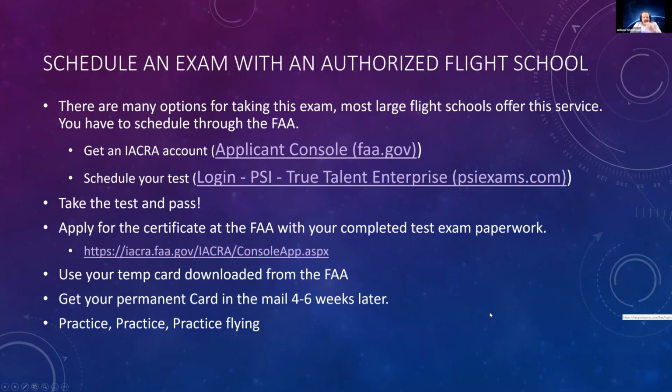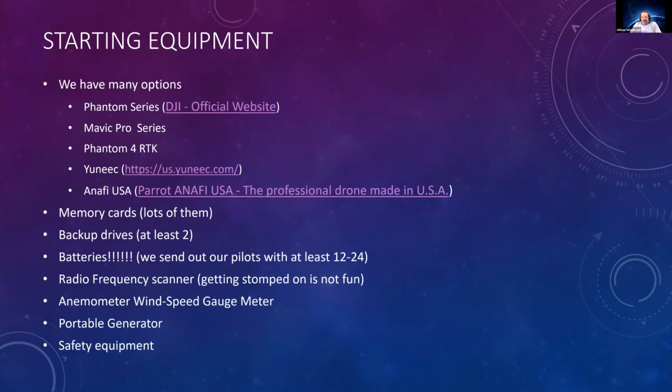So let's continue on. Now let's get into the good stuff here. If you need help with getting your Part 107 license, there's plenty of help. You can even shoot me an email. I don't care. It's awesome. It's really easy. Call the FAA, do whatever, but the method and the mode is there for you to do this. So now, starting equipment.